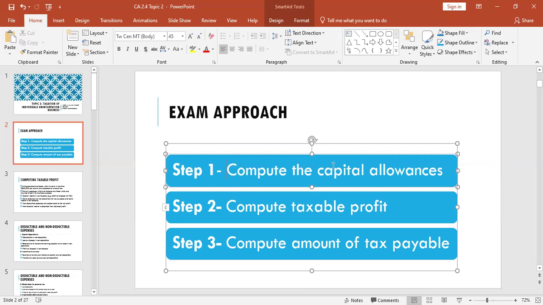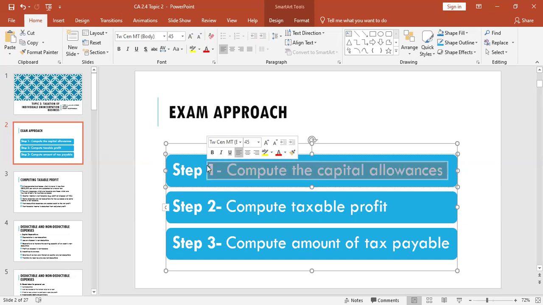So step one, you need to first calculate the capital allowances. In most questions, say question one, the first thing that they ask is to calculate the capital allowances. Once you know how to calculate the capital allowances, you can hammer the whole 15 marks, 20 marks, you can hammer all of them.